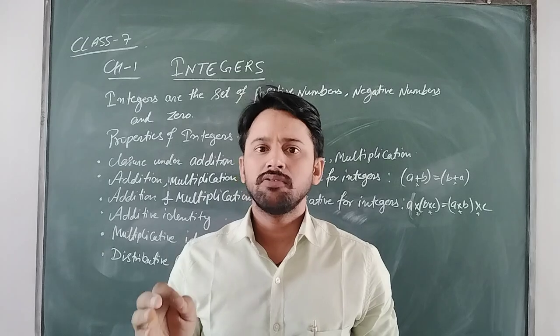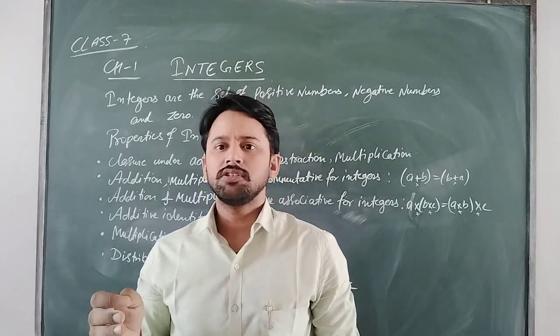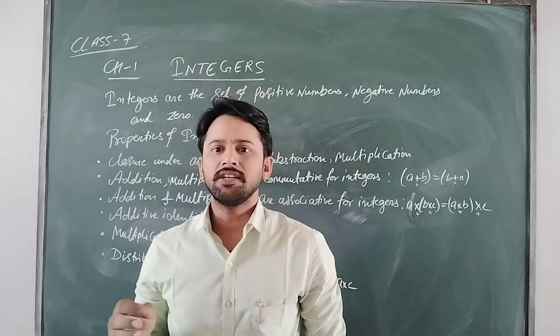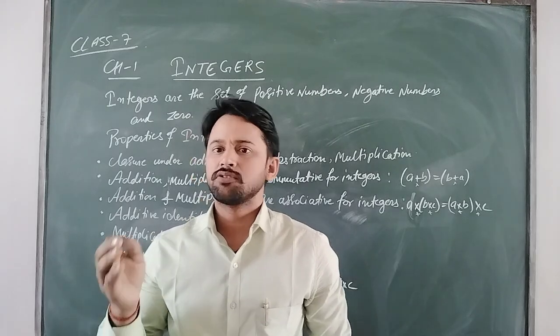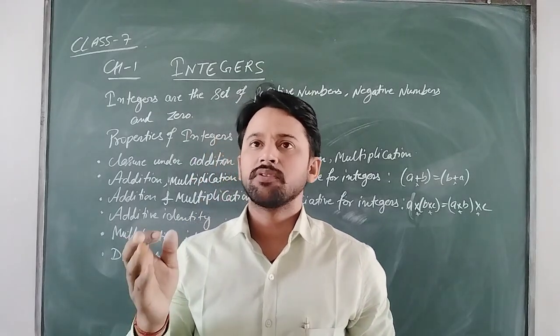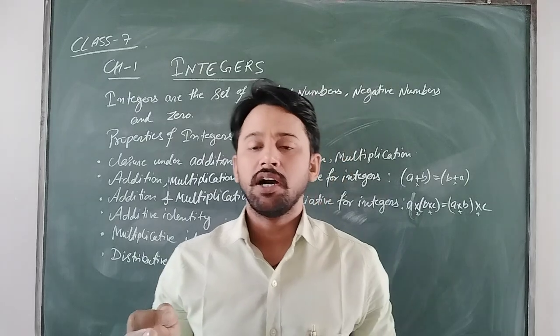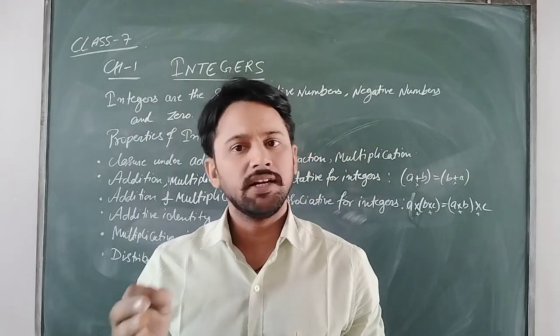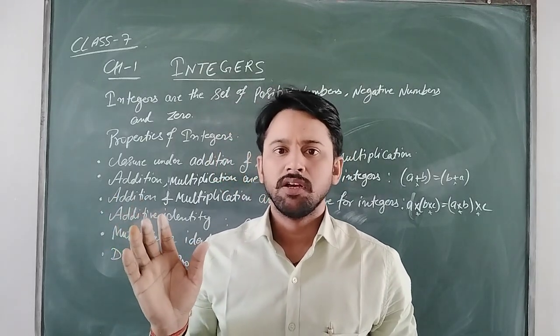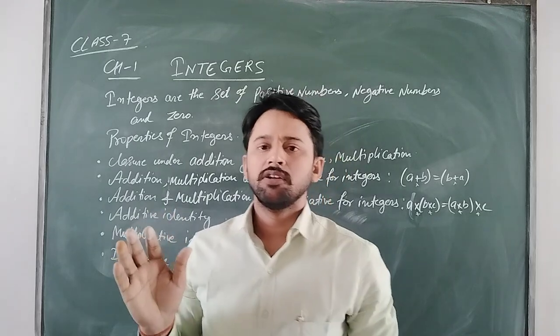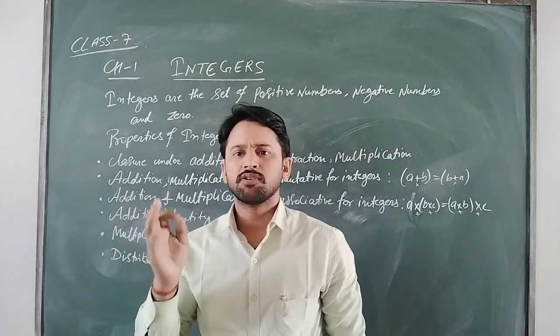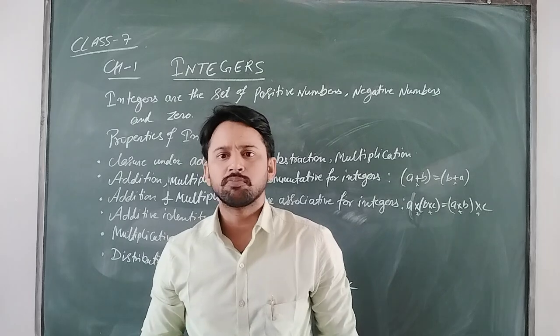Okay, now in this chapter we have to see some of the properties of integers, like firstly there is closure property, after that there is commutative property, after that associative property and distributive property. Okay, you are familiar with that, but we have a quick recall. So what is the closure property?